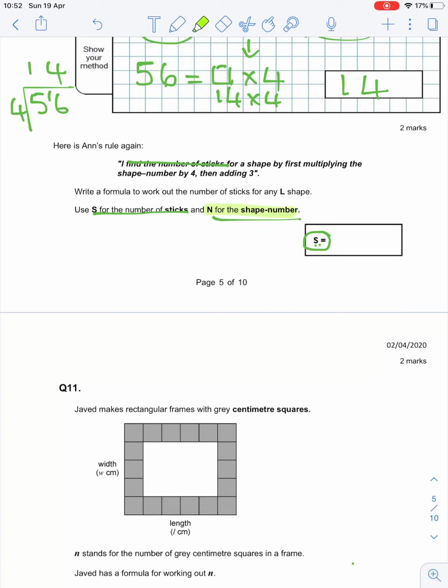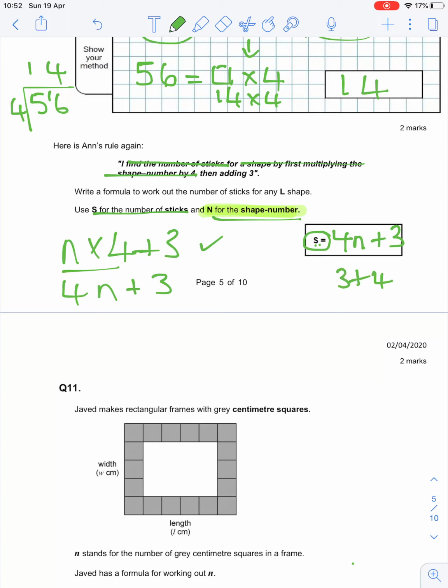So I know that I've got to use N for the shape number and multiply it by 4. So N times 4. Another way to write that, as we know, is 4N. And then we're going to add 3. So it should be 4N add 3. You could have had this one, would get you the mark as well. You could have it the other way around, 3 add 4N, just looking at what else they allow you to have. Could have had N plus N plus N plus N plus 3. That's the best way to write it.